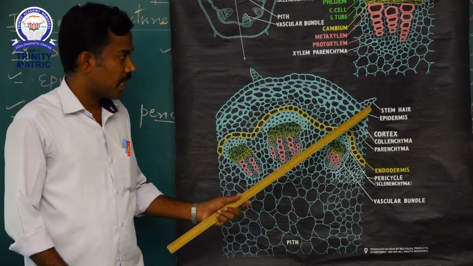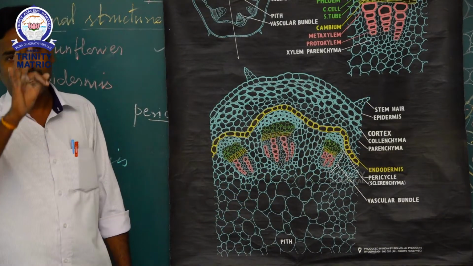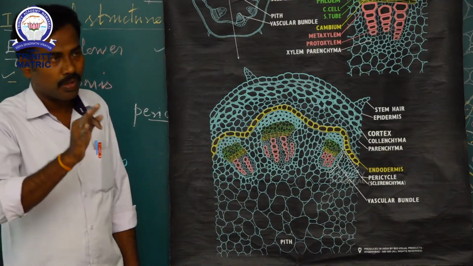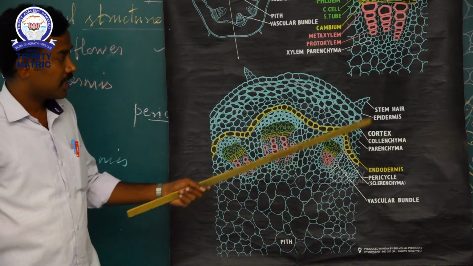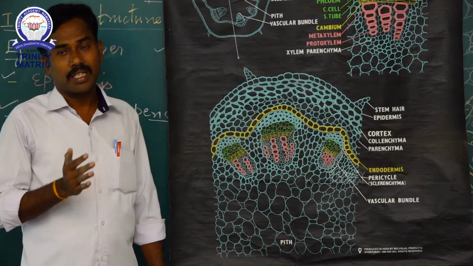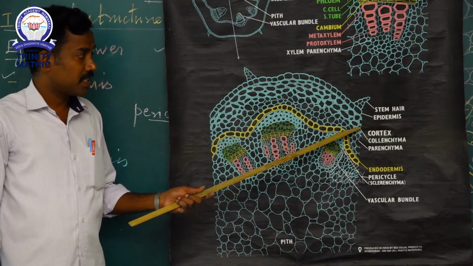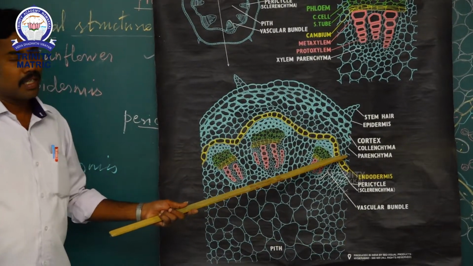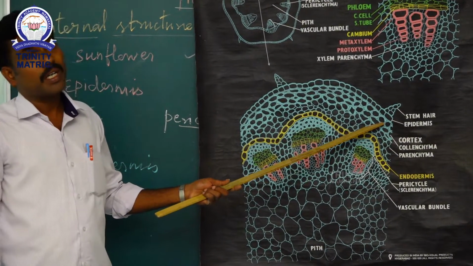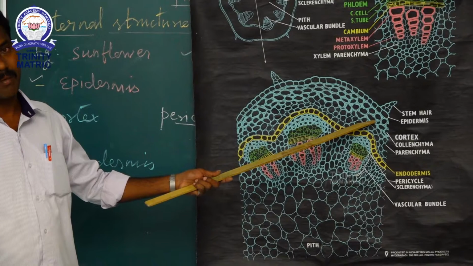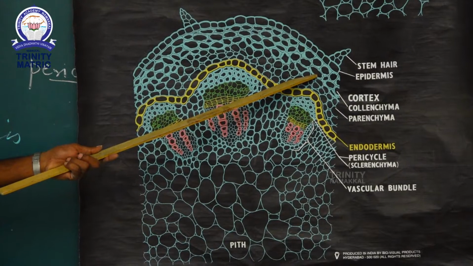Below the epidermis lies the mass of cortex. Especially here, the cortex is made up of 3 zones, and it is of heterogeneous nature. The 3 zones are the outer cortex, or hypodermis, then the middle cortex, then the innermost cortex. The hypodermis is made up of collenchyma cells: outer collenchyma, middle chlorenchyma, inner parenchyma. So that is the heterogeneous nature.